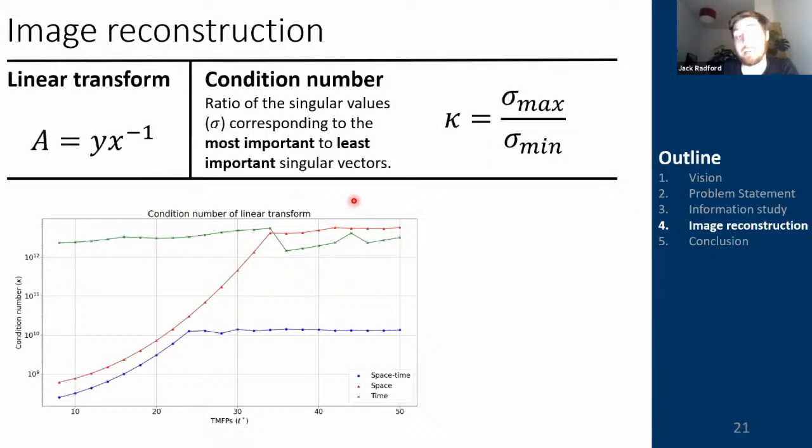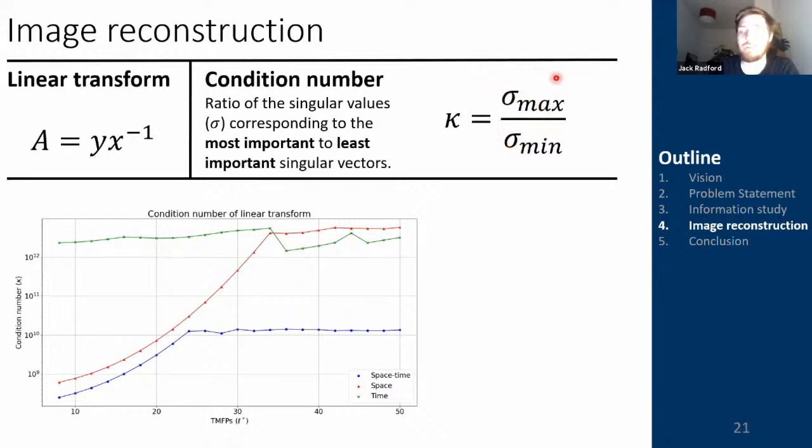So to quantify how ill-conditioned something is, we use condition number, and this uses a singular value decomposition of the linear transform that we found into its singular vectors, which is the basis functions that we're going to use to build up our image. And these basis vectors are weighted by their singular values, similar to eigenvectors and eigenvalues, where the maximum singular value corresponds to the most important singular vector.